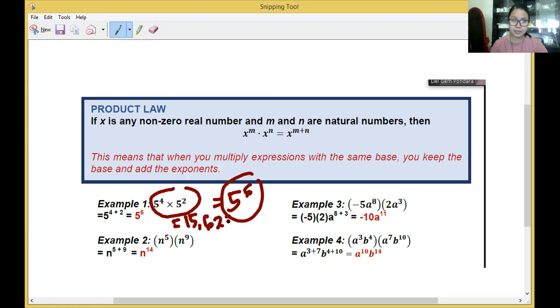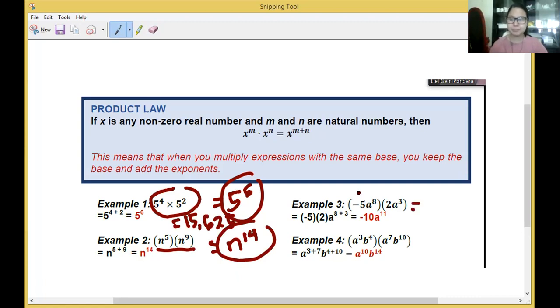The next one, n to the 5th power times n to the 9th power. They have the same base, so you copy the base. Then you need to add the exponents. 5 plus 9, that is 14. So the answer is n to the power of 14.